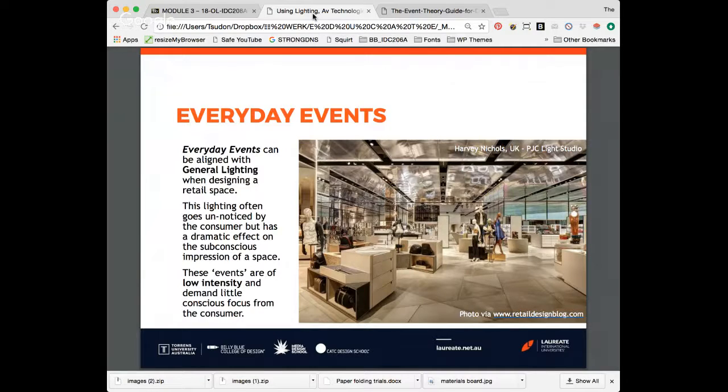So these events are low intensity and should demand little conscious attention from the consumer as well. And again, when you think about most retail spaces today, they're often very, very bright and very noticeable to the consumer that they are in a very glary environment. So essentially, with this particular framework, we're just paring back that general lighting, making it quite ambient, quite welcoming, and ensuring that we're providing these sort of layered experiences that are accentuated with our lighting schemes.